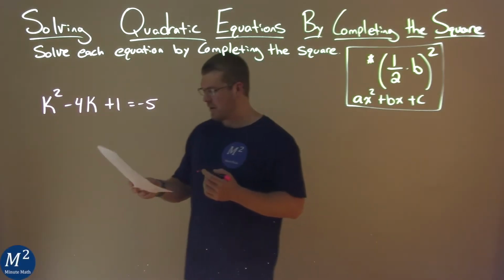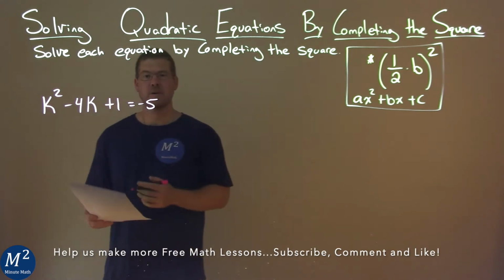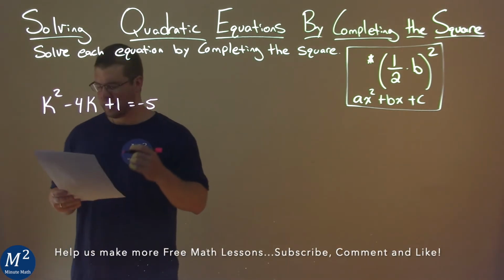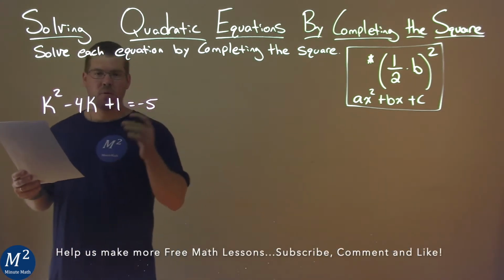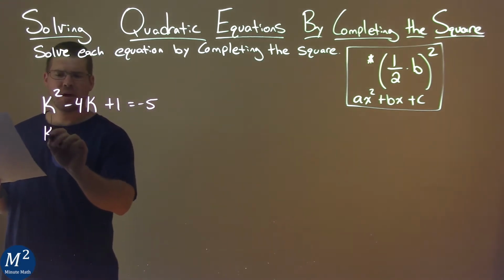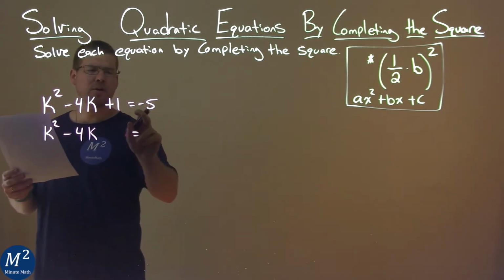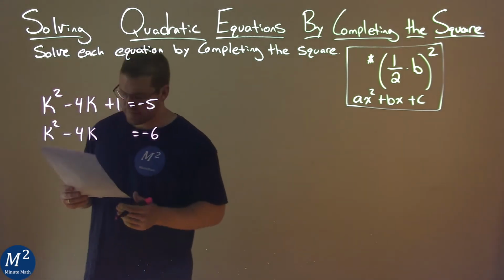We're given this problem right here. k squared minus 4k plus 1 equals negative 5, and we need to solve this by completing the square. Well, first thing is I'm going to subtract a 1 from both sides of the equation. So we have k squared minus 4k, I'm going to leave a space, and negative 5 minus 1 is a negative 6.